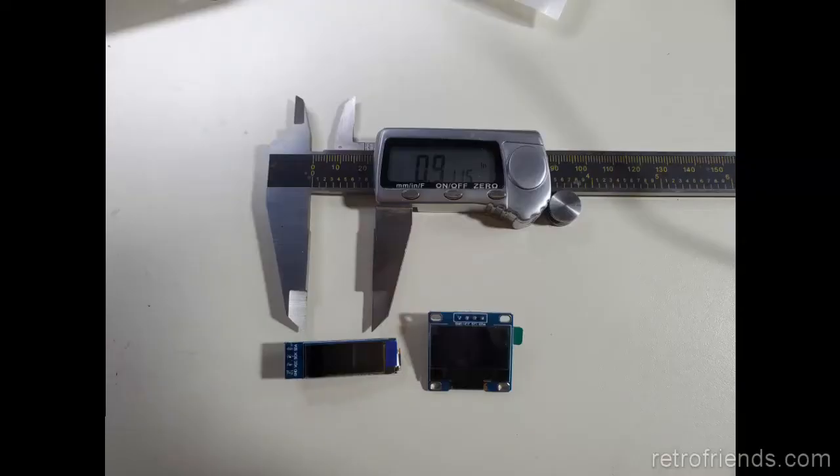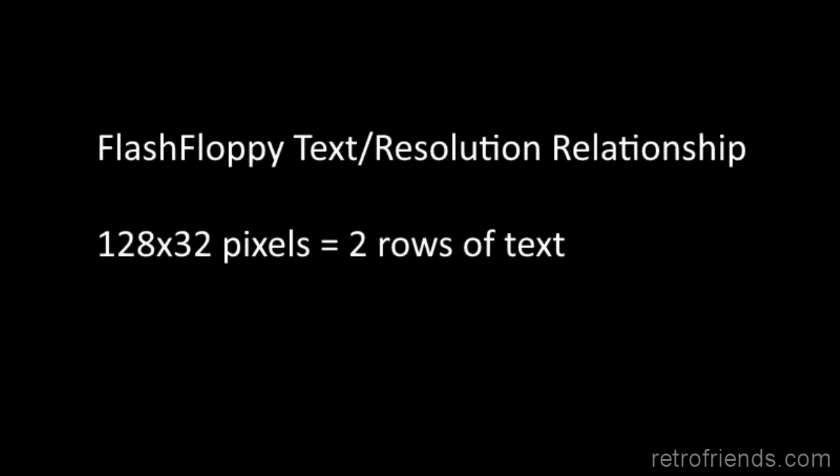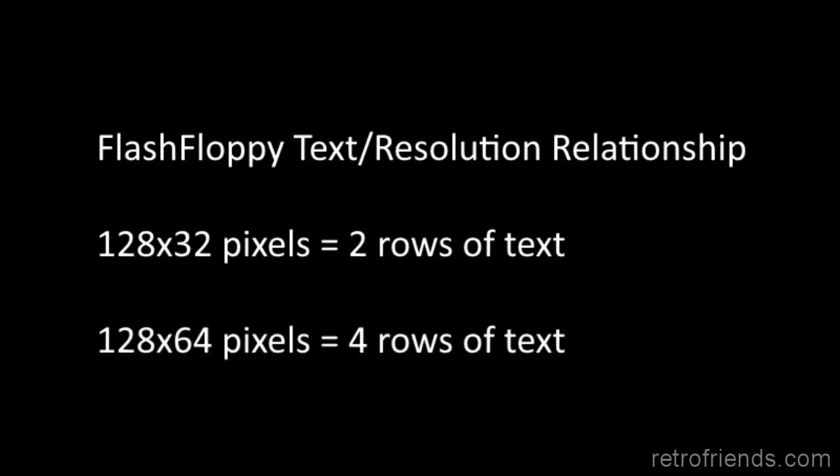Because of its almost square shape, it has twice the vertical pixel resolution and can display twice the information, show characters at twice the height, or a combination of both. FlashFloppy has been designed to utilize the pixel resolutions in the following way. 128 by 32 pixel resolution displays 2 rows of text. 128 by 64 pixel resolution displays 4 rows of text. Of course, these rows are affected if you choose double height text, which we will get into later.